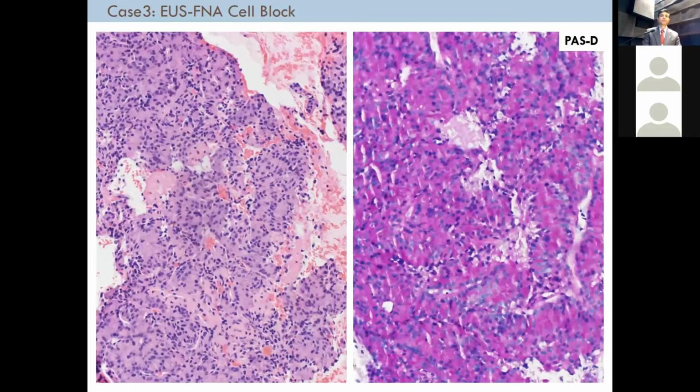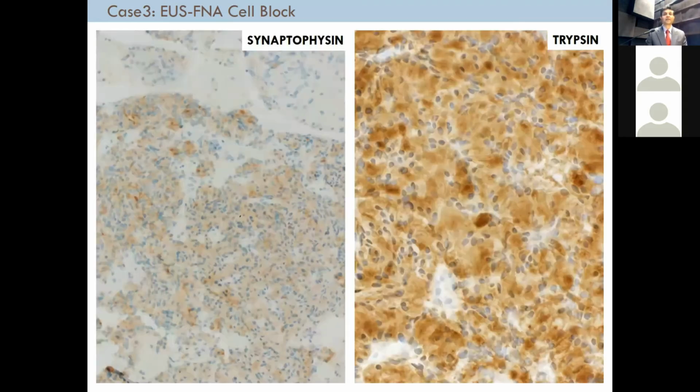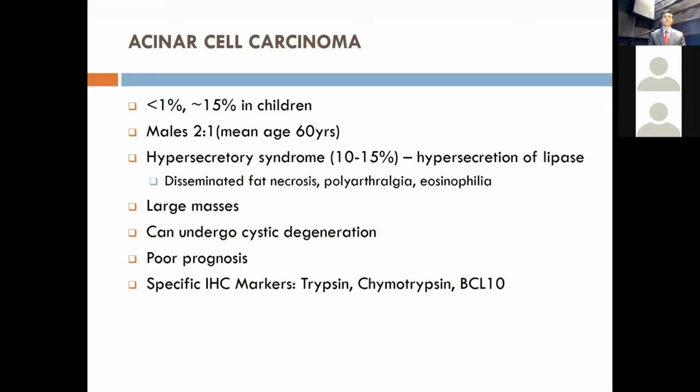The cell block showed a tumor with a predominantly microacinar and pseudoglandular pattern, and it showed diffuse strong positivity of the cells by PAS. The tumor by immunohistochemistry also showed patchy weak positivity for synaptophysin, and trypsin actually was the diagnostic stain that showed diffuse strong positivity. So this was an example of acinar cell carcinoma, which is quite rare.